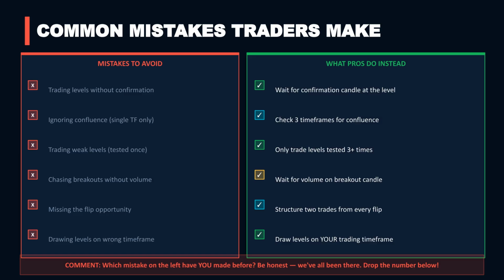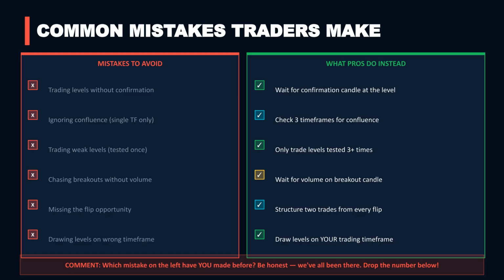Before we close out, let me tell you the mistakes I see beginners make constantly. First, trading levels without confirmation. They see support and immediately buy. Don't do that. Wait for the bounce. Wait for a confirmation candle. Second, ignoring confluence. They trade a level that only shows up on the 5-minute chart. That's a weak level. Third, trading weak levels.